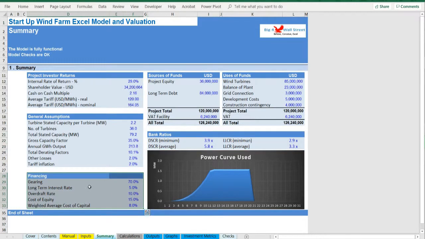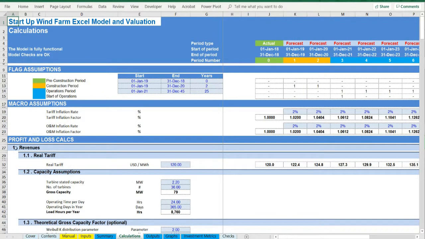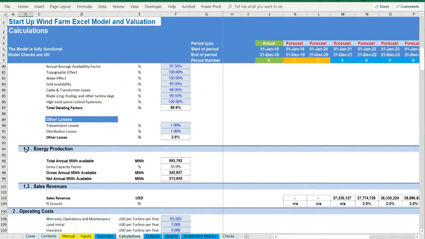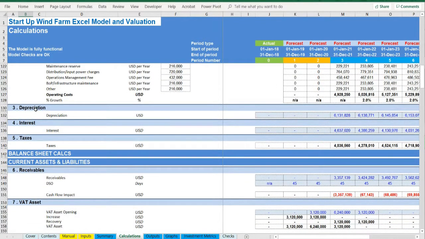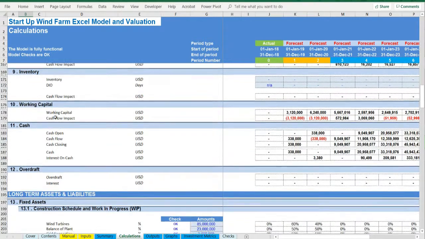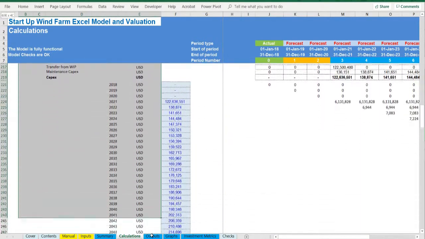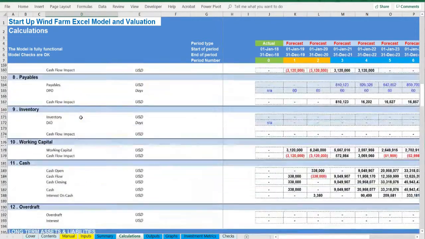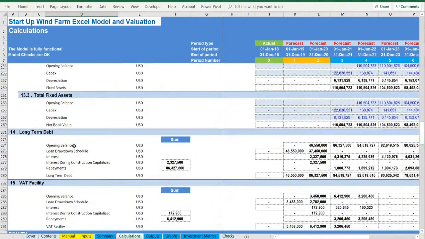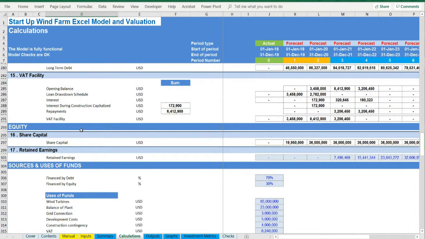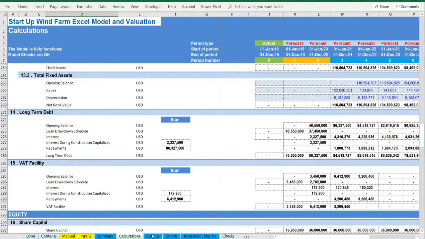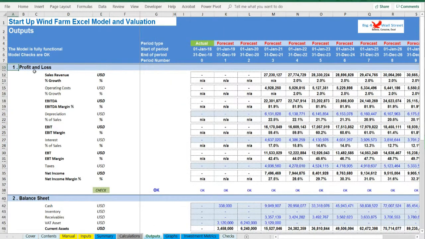Calculations, this is where all calculations are performed. The energy production is calculated, and by applying the relevant tariffs adjusted for inflation and deducting the operating costs adjusted for inflation, the operating profit results. Based on the assets financed and the gearing of the financing, the interest and depreciation are occurring. By using the working capital assumptions the impact of the business cycle is presented. Finally the sources and uses of funds are presented and the relevant debt financing is calculated: construction loan, value-added tax facility and overdraft. Outputs, everything is aggregated here into the relevant statements: profit and loss, balance sheet, and cash flow.